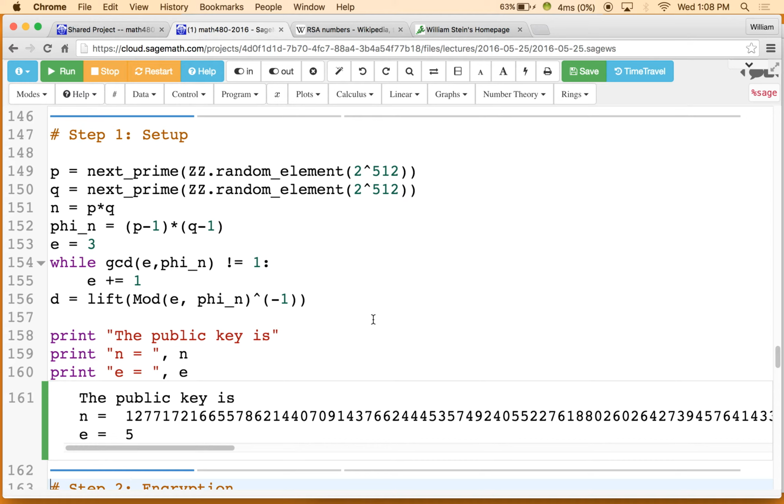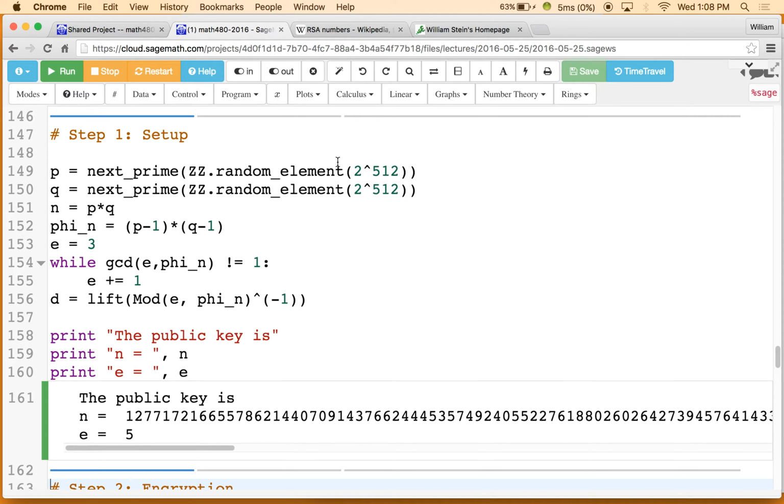ZZ.randomElement, though, definitely is not a good way of choosing random elements. You would really want to use, in Python, there's something called urandom. Import, I think it's urandom, and then it's much better at generating random numbers, but much slower.